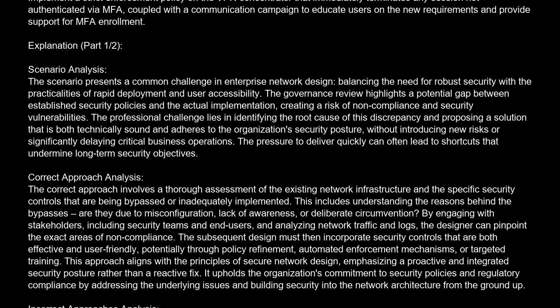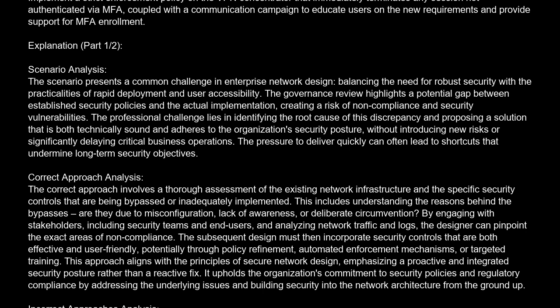The subsequent design must then incorporate security controls that are both effective and user-friendly, potentially through policy refinement, automated enforcement mechanisms, or targeted training. This approach aligns with the principles of secure network design, emphasizing a proactive and integrated security posture rather than a reactive fix. It upholds the organization's commitment to security policies and regulatory compliance by addressing the underlying issues and building security into the network architecture from the ground up.